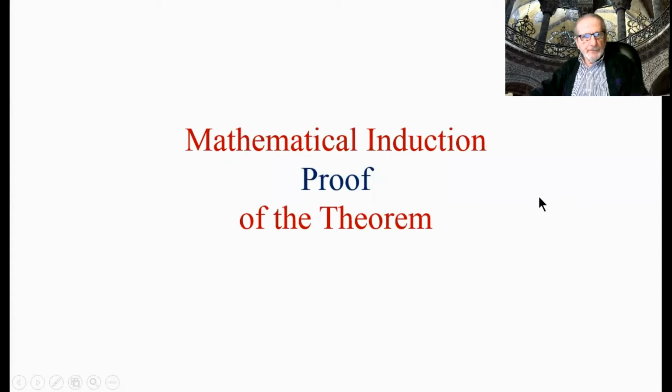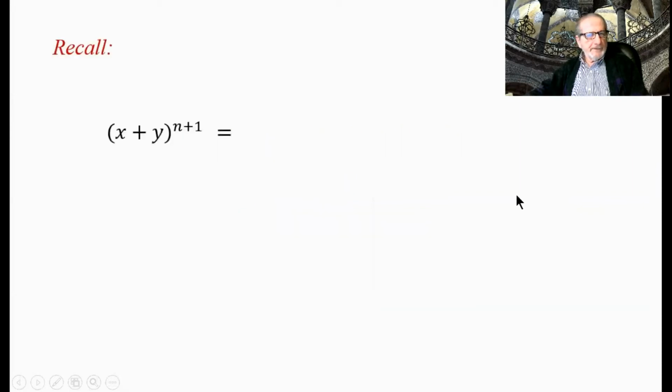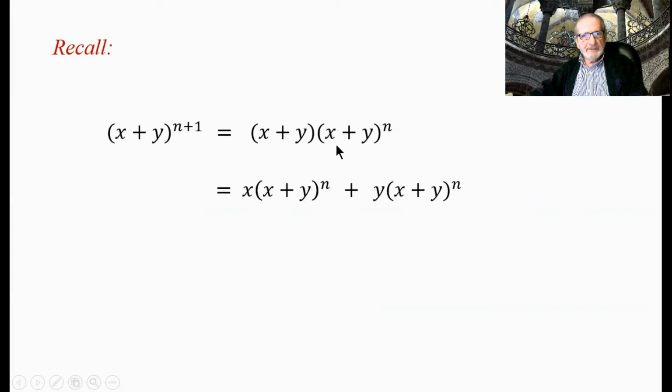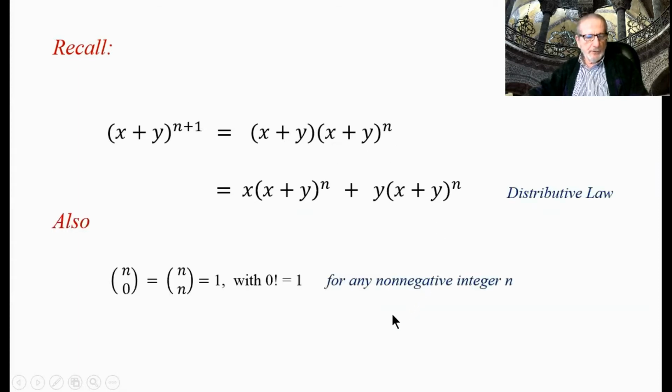Okay, I'm going to show you a mathematical induction proof of the theorem. First, let's recall that (x plus y) to the power n plus 1 is (x plus y) times (x plus y) to the power n, which is x times (x plus y) to the power n plus y times (x plus y) to the power n, and that's the distributive law. Also, we're going to be using n choose 0 is equal to n choose n is equal to 1, and 0 factorial is equal to 1 for any non-negative integer n.